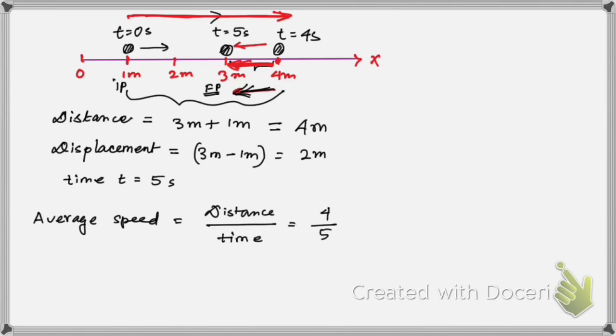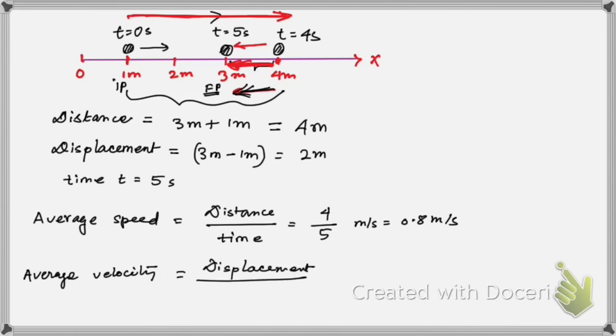Here distance traveled, which is the total length of the path, is 4 meter and the time is 5 seconds. So 4 by 5 meter per second, which is going to be 0.8 meter per second. And when we say average velocity, it is displacement by time. Here the displacement is 2 meter, right? And the time taken is 5 seconds. So 2 by 5 meter per second, that's going to be 0.5 meter per second.